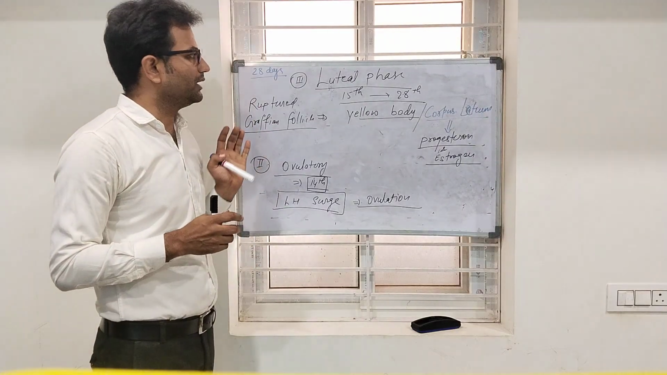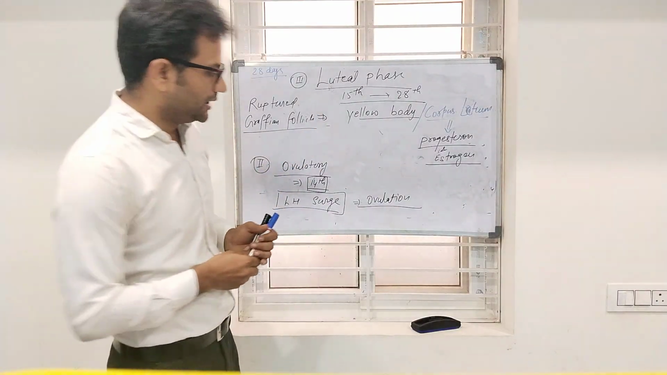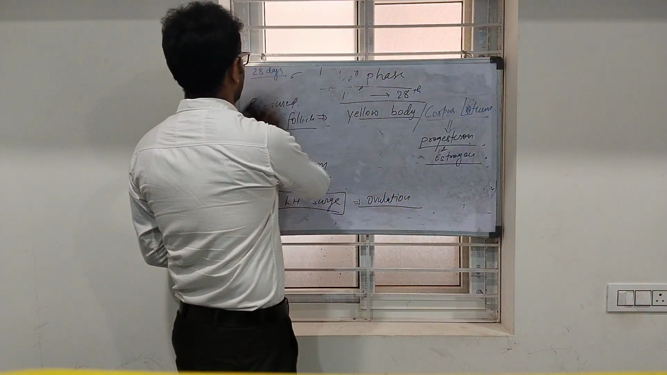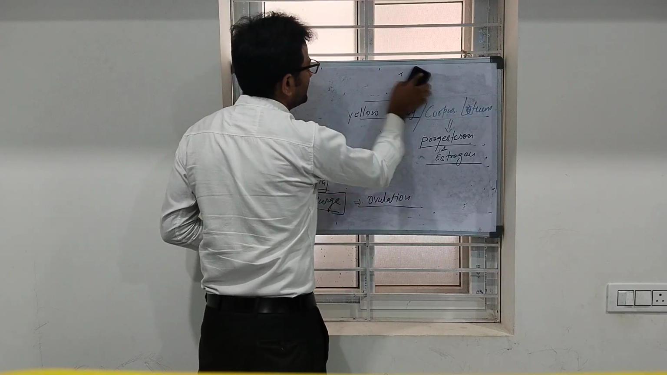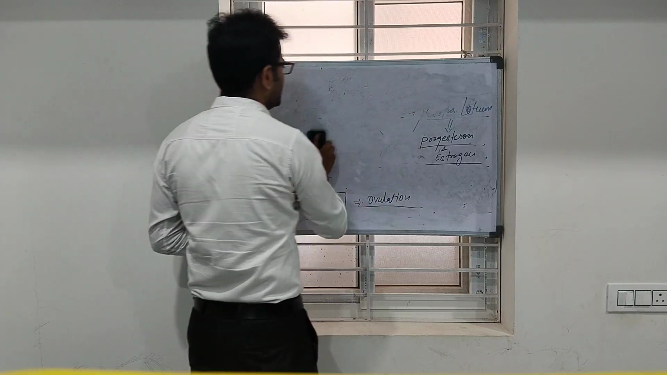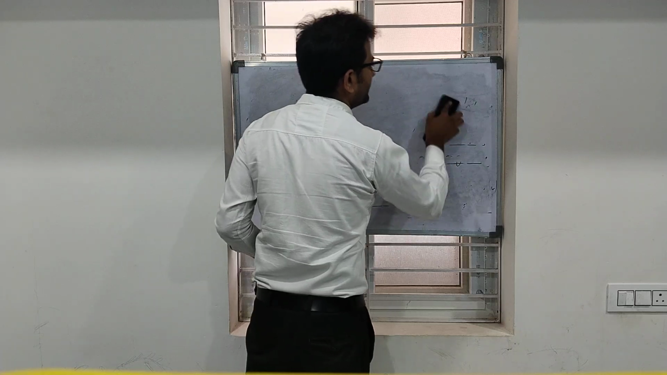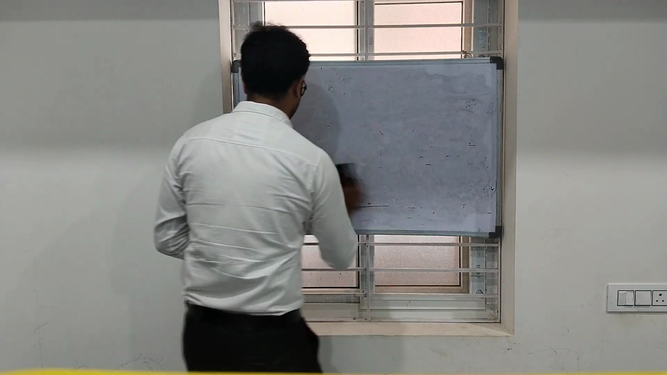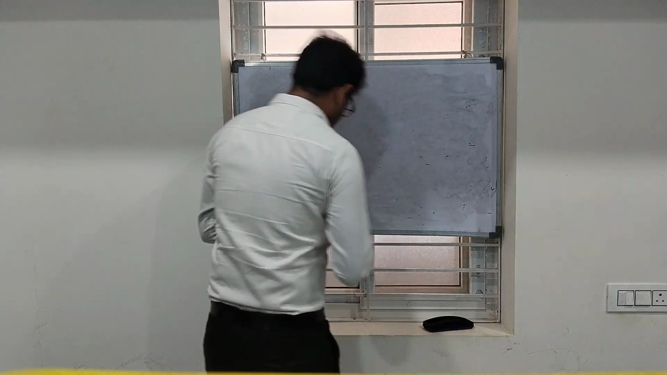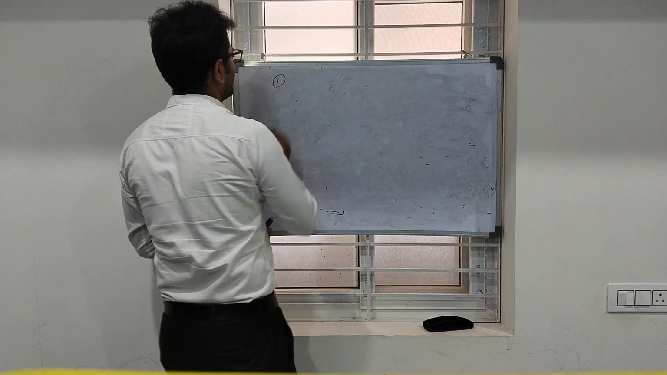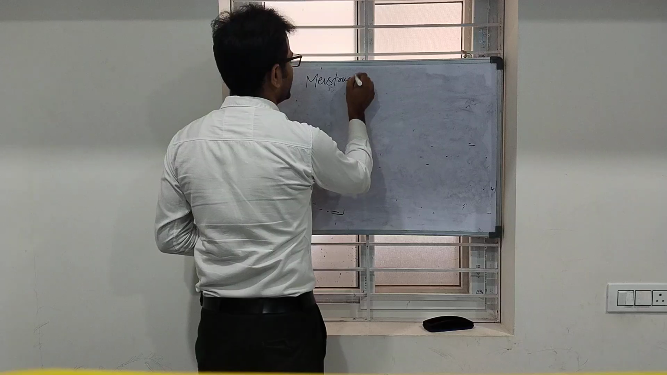So in the ovarian cycle, we understood about the follicular phase, ovulatory phase and luteal phase. Now come to the uterine cycle. In the uterine cycle, as we know, it is also divided into three phases. The first phase is known as the menstrual phase, or you can say menses.